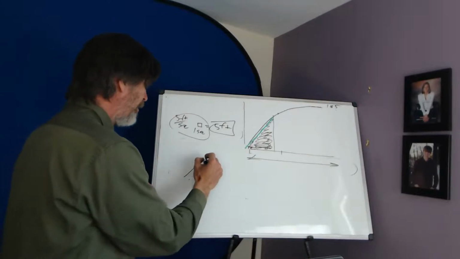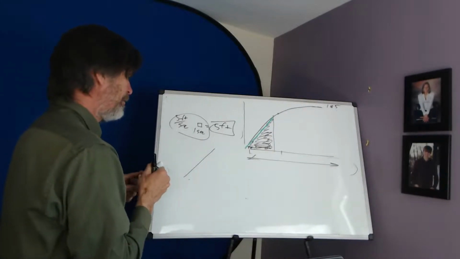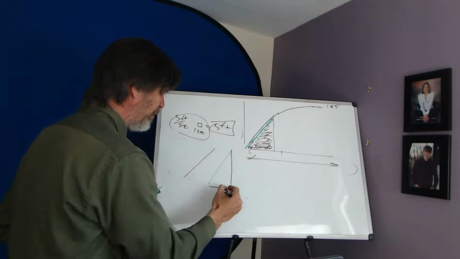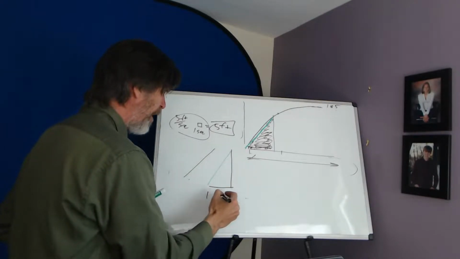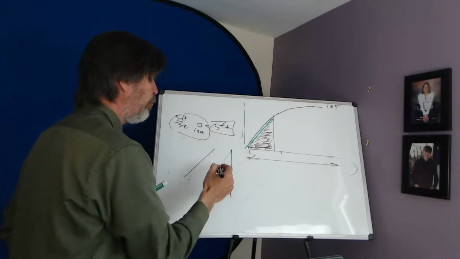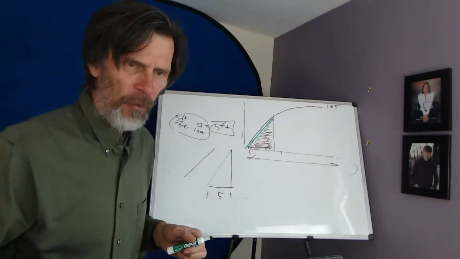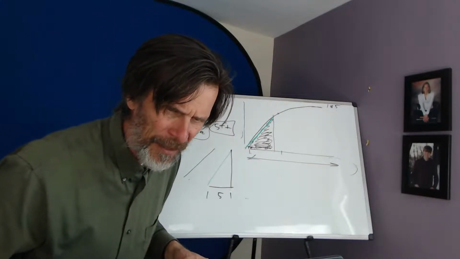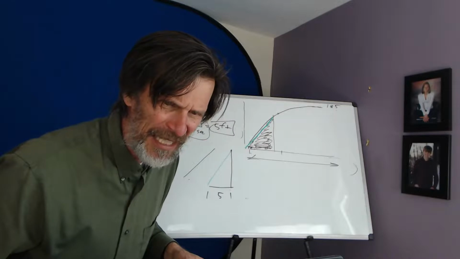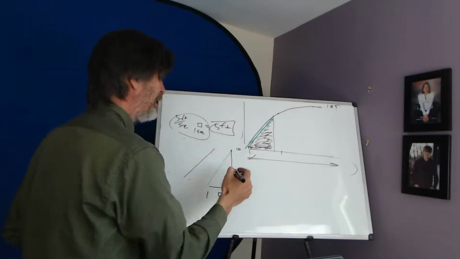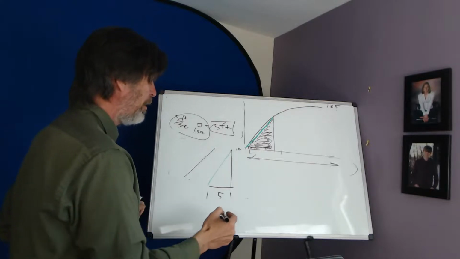So that triangle, we should put it in green. Let's just focus on that. I noticed that it's 5 seconds wide. What would the y value be at 5? It looks like it's 110 just about. So it's about 110 feet per second tall.